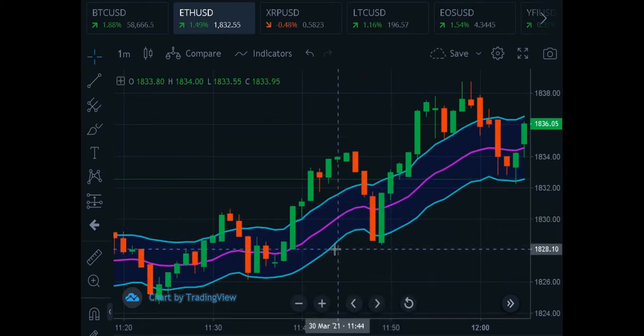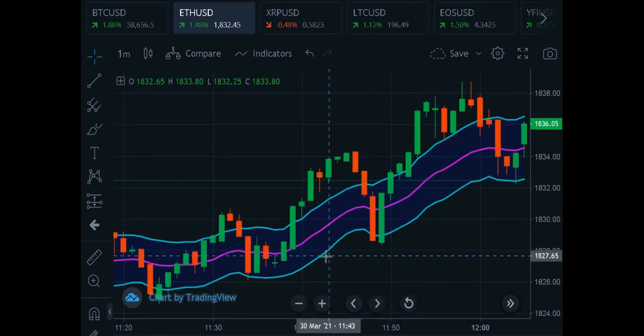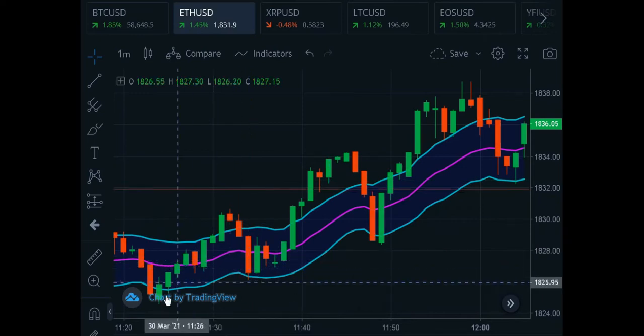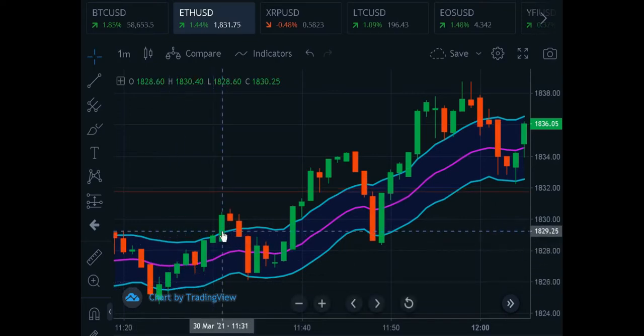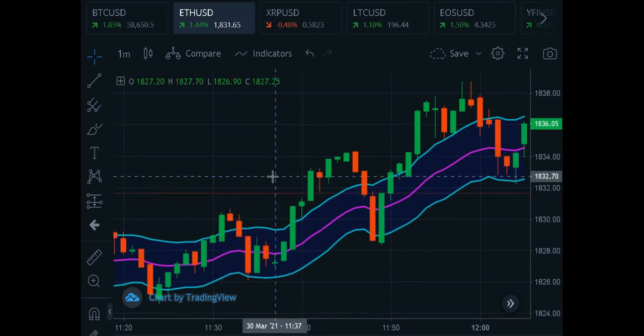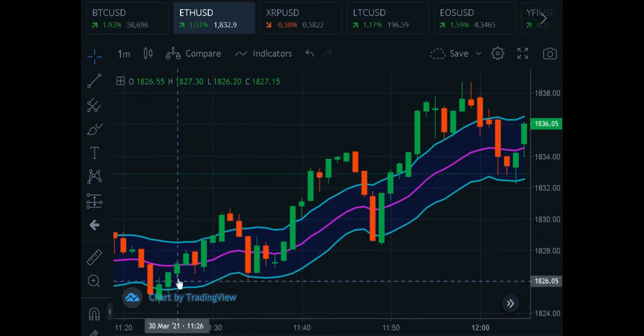So what I would like to add to what I said before, which is that a lot of people like to buy when the candle touches the lower line and then sell when it touches the upper line. Well, first of all, that does not work 100% of the time. It is not perfect, okay? And you might want to use other indicators as confirmation just to make sure.